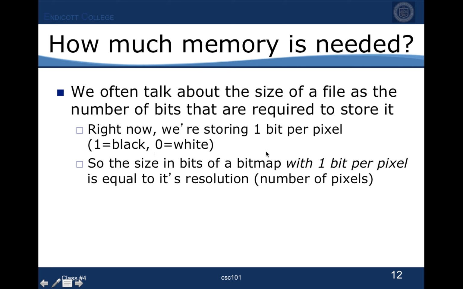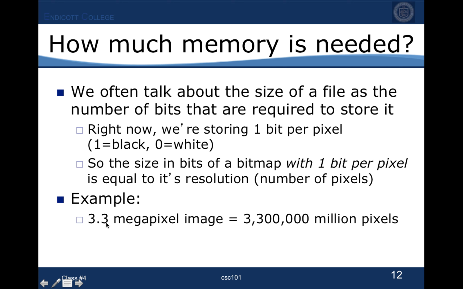In each box, in each pixel, I would only be using 1 bit per pixel. And so I'd say, all right, for black and white, that's good enough because I only need to be able to tell the difference between these two. In which case, if it's 1 bit per pixel, then the resolution, which is how many pixels, would also be equal to the amount of memory needed.